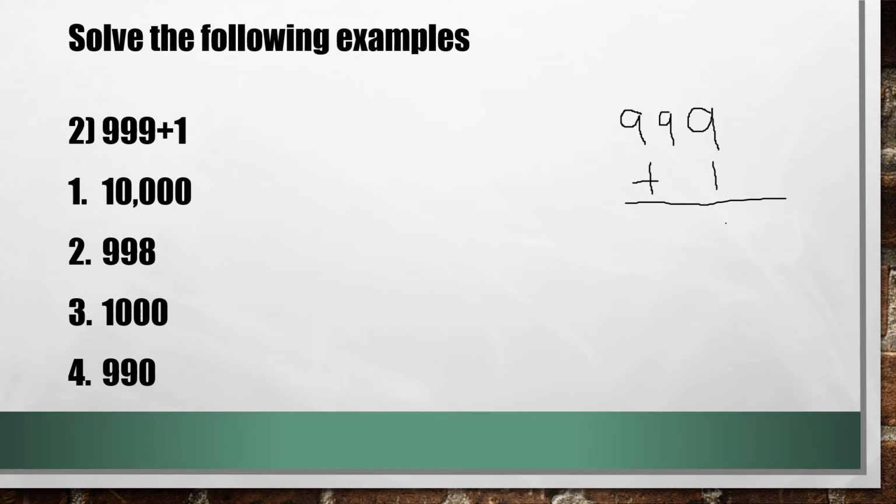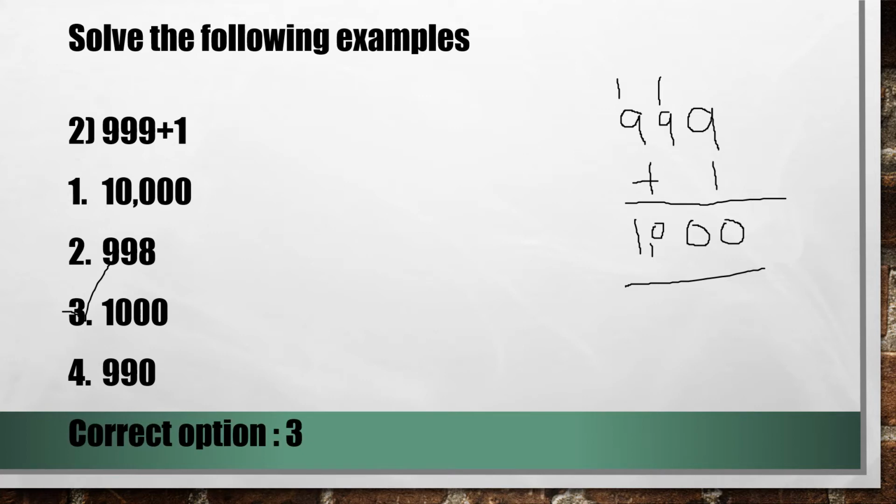9 plus 1 gives you 10, right? So again, what does it become? 9 plus 1 becomes 10, right? Then we carry this 1, 9 plus 1 becomes 10. There is nothing more to carry forward, so we write down directly 10. Okay, so what is the answer that we got? We got 1000. Now which option is 1000? Option number 3 is 1000. So the correct option is option number 3.